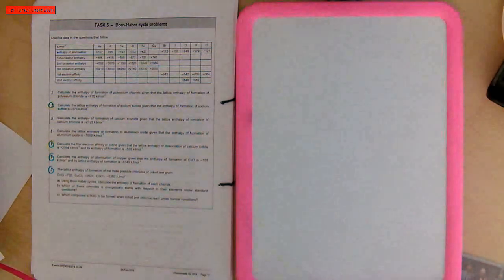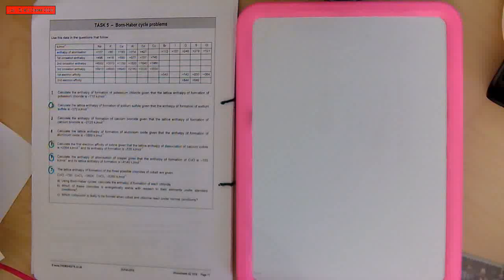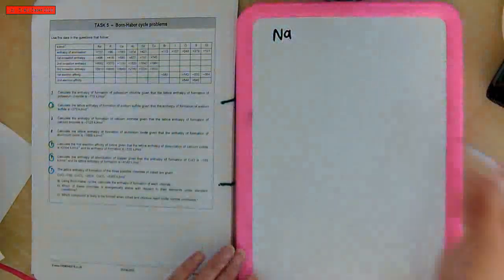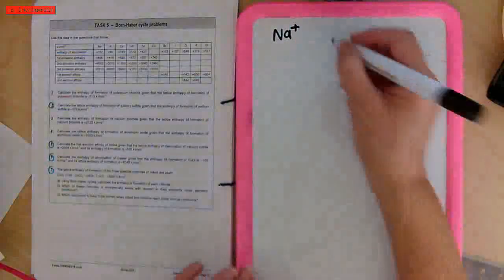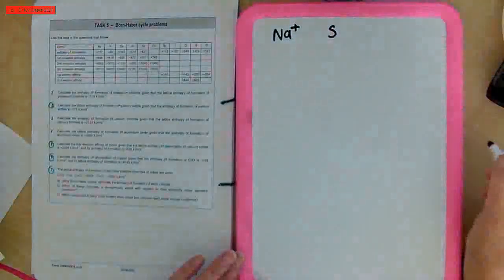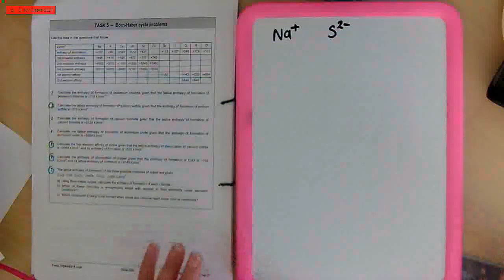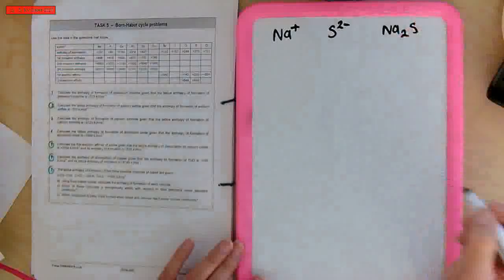Okay, so in this example here, I'm going to calculate the lattice enthalpy of formation of sodium sulfide. Sodium is in group 1, so it will form a plus ion, and sulfur is in group 6. It will form a 2 minus ion. So the formula for sodium sulfide has to be Na2S.